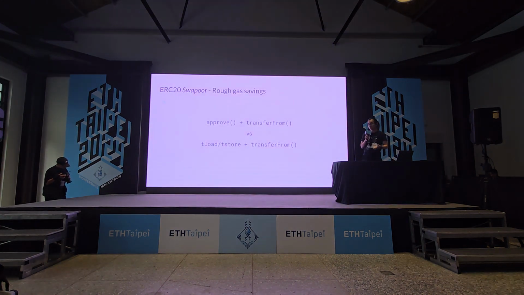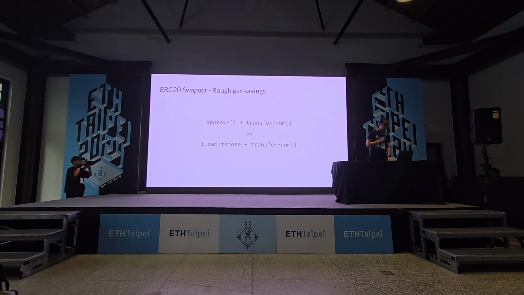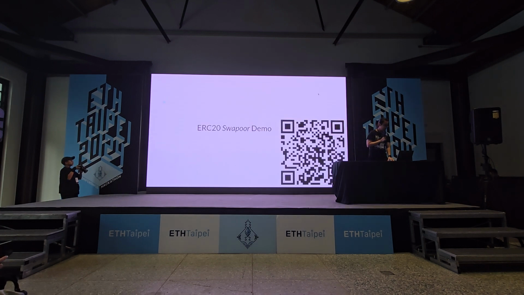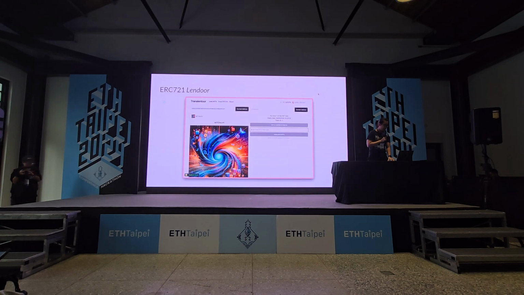And to talk a bit about why we want to use this, how much gas could you actually theoretically save? Normally when you use approve and transferFrom in Solidity, it's about 40% less gas usage, but of course it's quite primitive testing with Foundry, just a small snapshot. If you're interested, you can scan this later. And maybe next I'll talk about the lender, another product that we built.